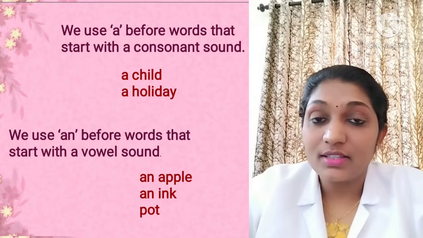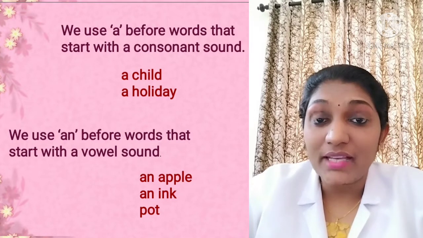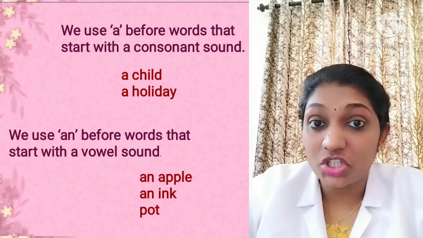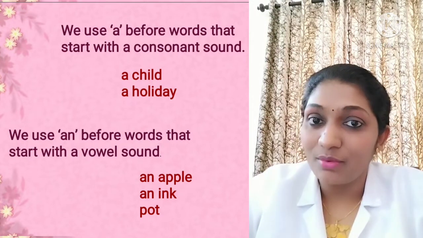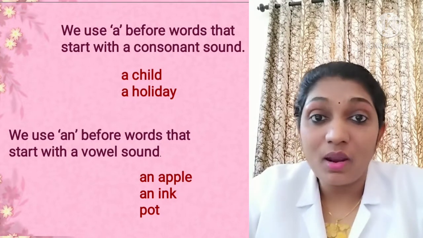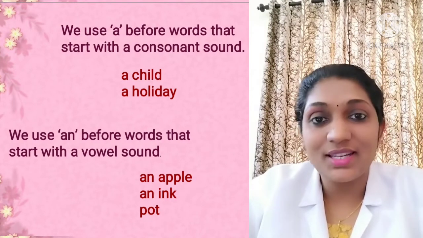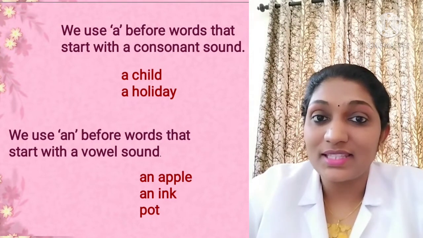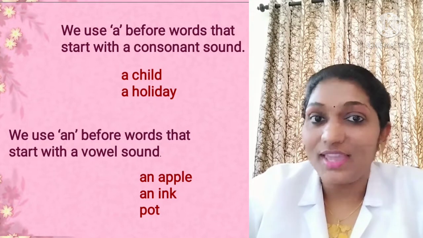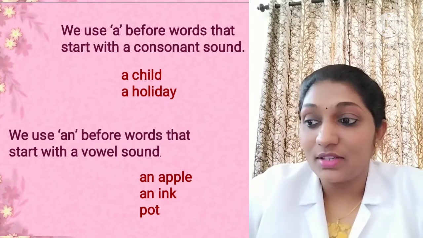Here the word child, C-H-I-L-D. The word child starts with a consonant sound. Ch, child. Ch is a consonant sound. That is why we are using a. Next example, a holiday. Here holiday, h is a consonant sound. So holiday starts with a consonant sound. That is why we are using a here. A holiday. A child.